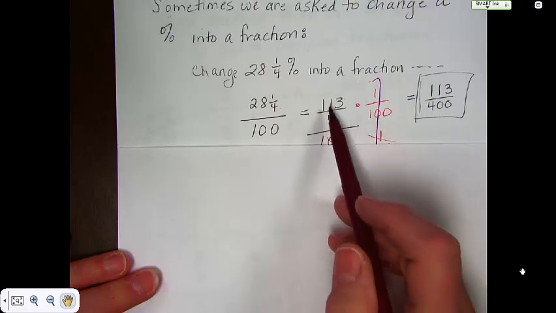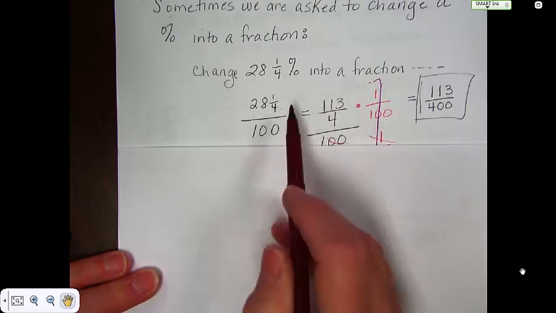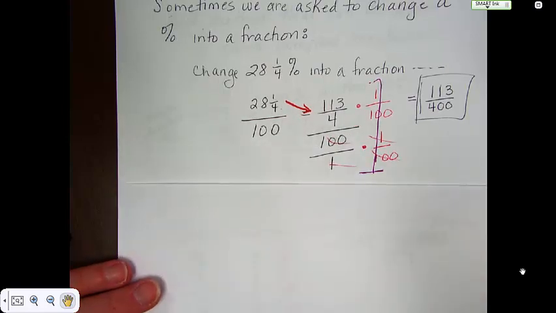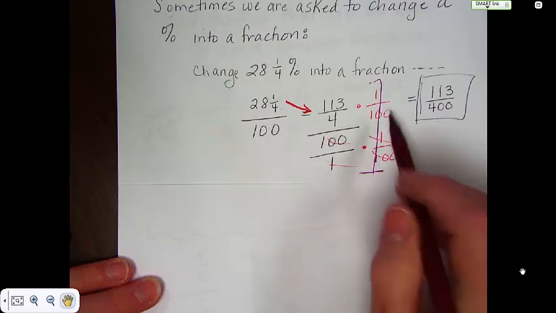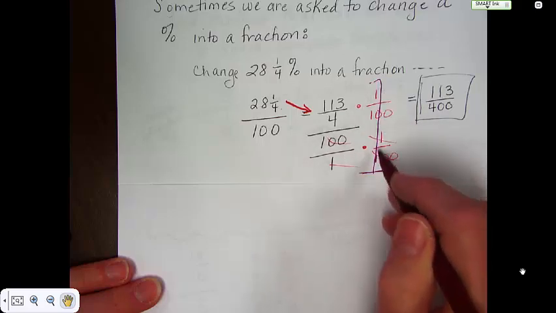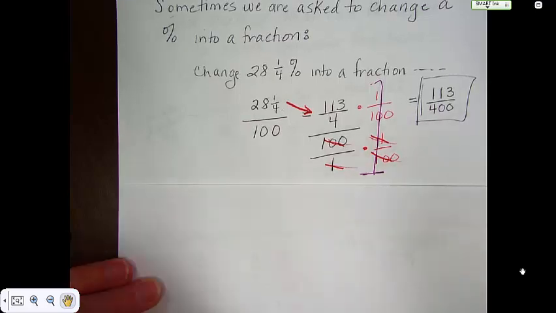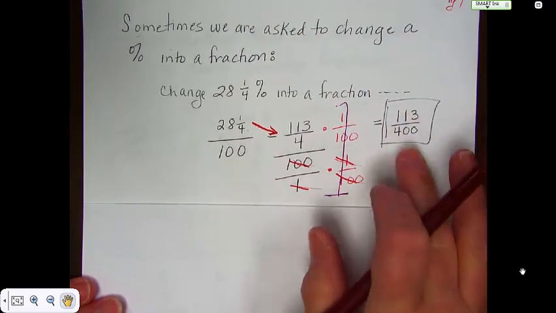So I end up with 113 over 4, which is just simply making this into an improper fraction, over 100 over 1. Multiply the top and the bottom by 1 over 100 so that we can get rid of that 100 in the denominator, and we end up with 113 over 400.